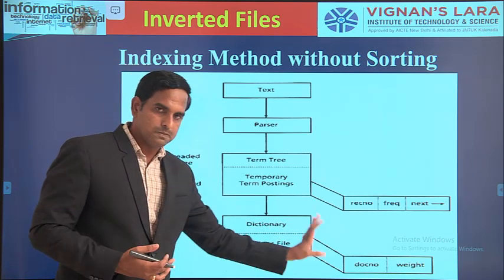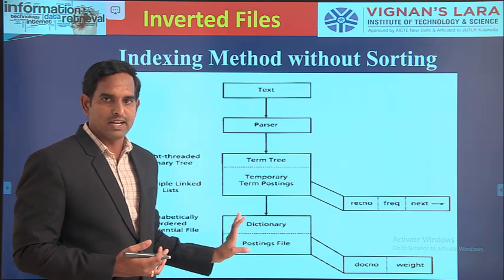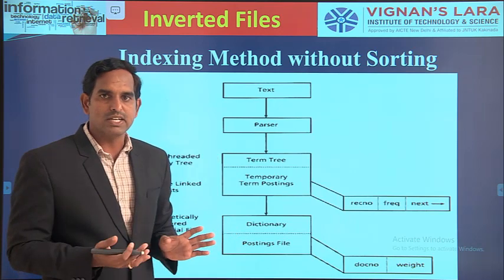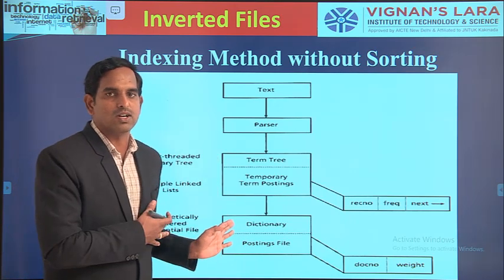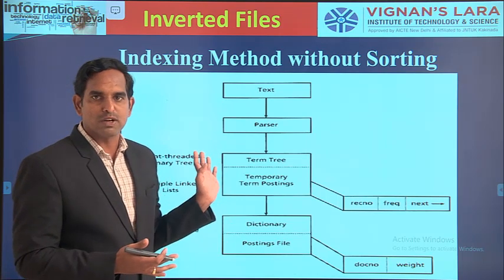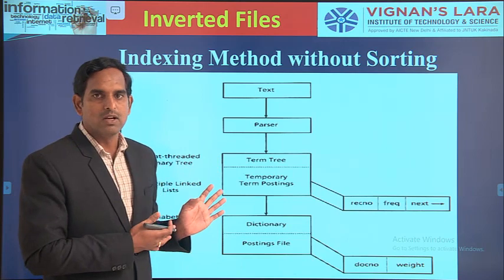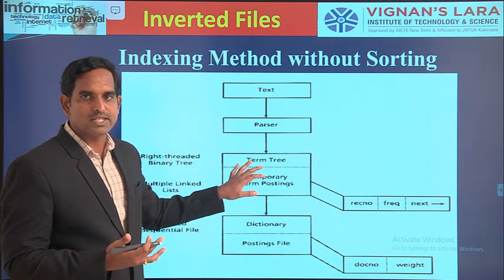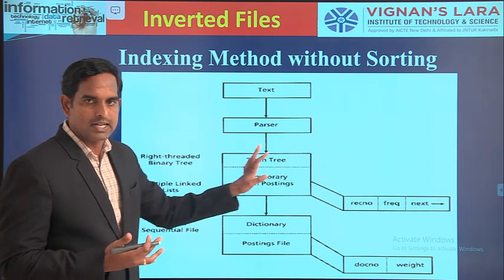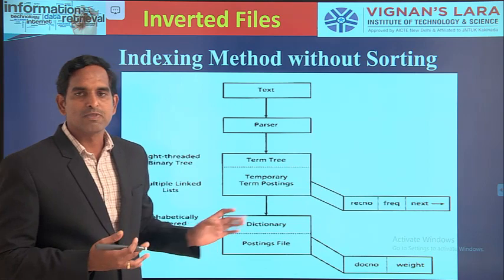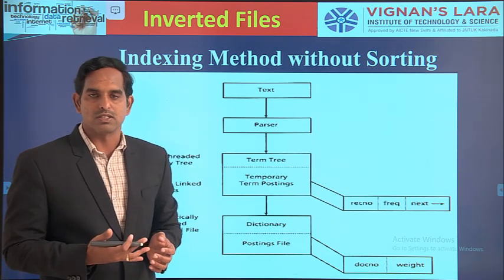This is the actual inverted file. So with this we get what we call the inverted file without performing the sorting algorithm. Since sorting is a very complex thing to perform, it takes a lot of time. We are avoiding the sorting process by constructing the right-threaded binary tree and the temporary postings file using a linked list.